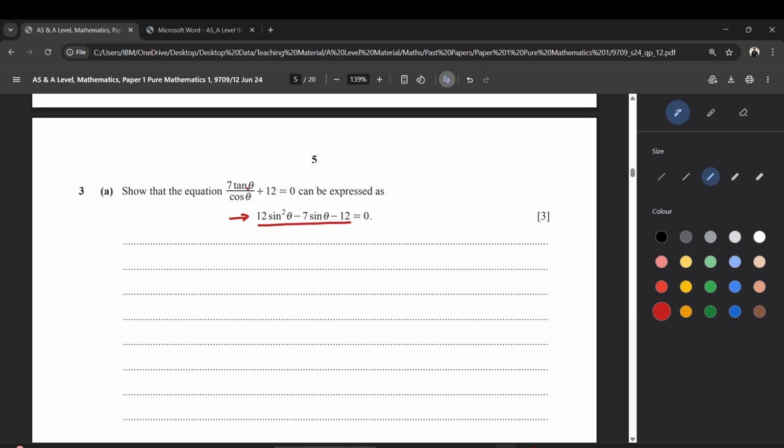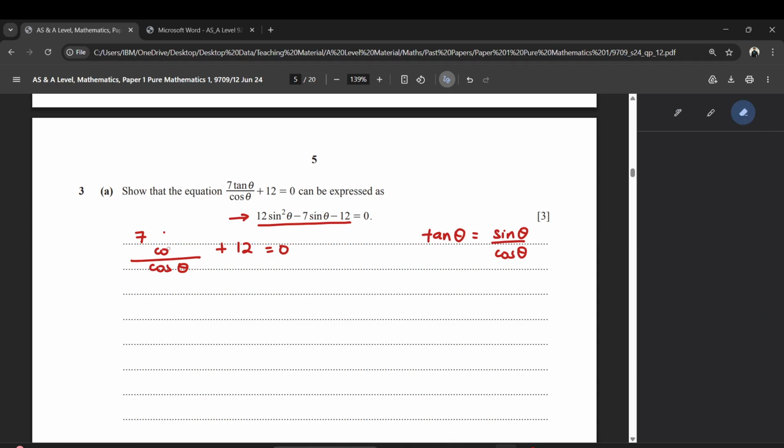Okay, so first of all I'm going to use the identity that tan theta is equal to sine theta over cos theta. So I'm going to write here 7 times sine theta over cos theta, divided by cos theta, plus 12 equals 0.